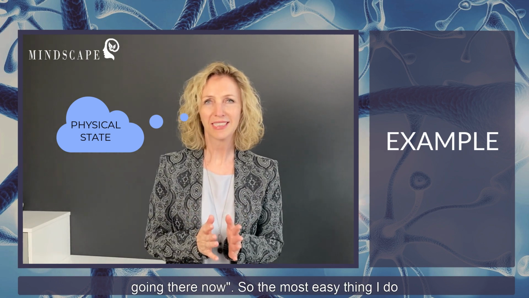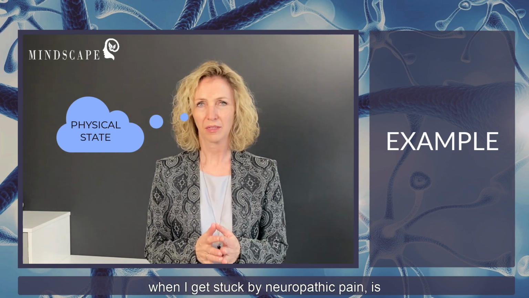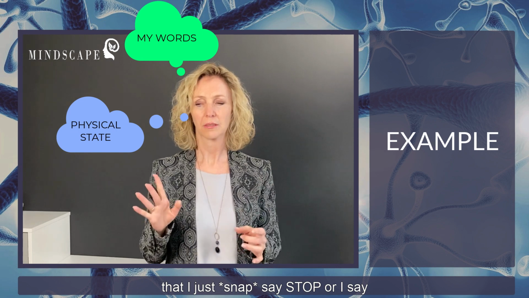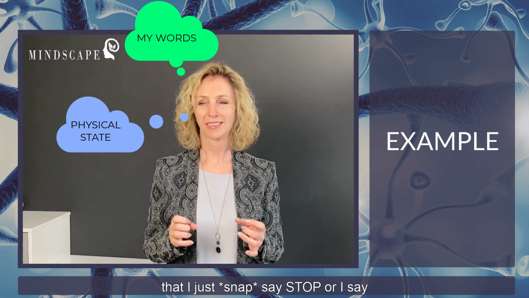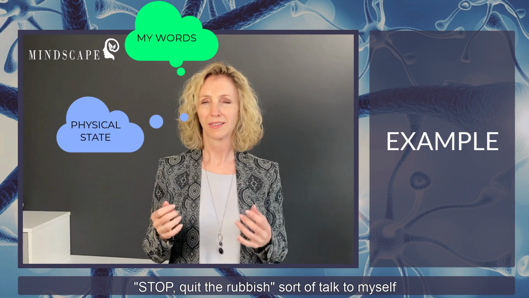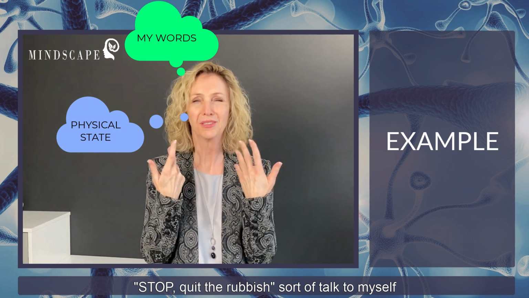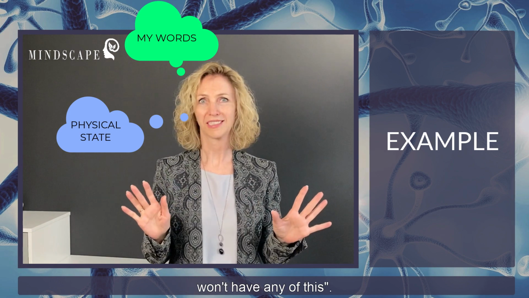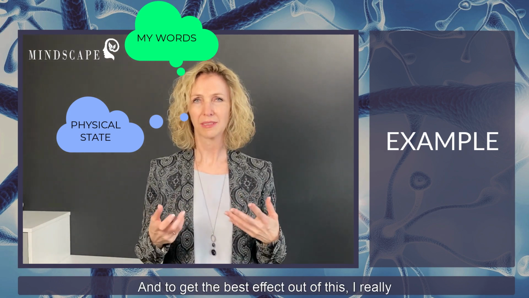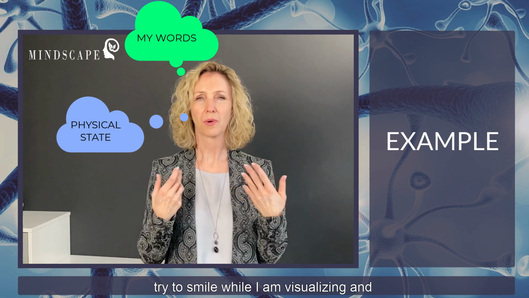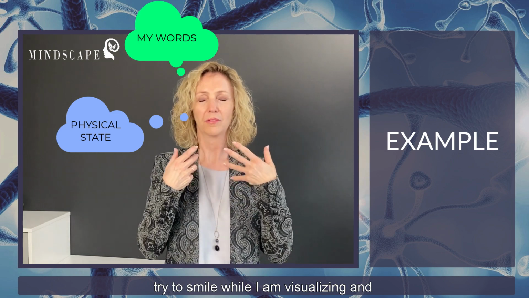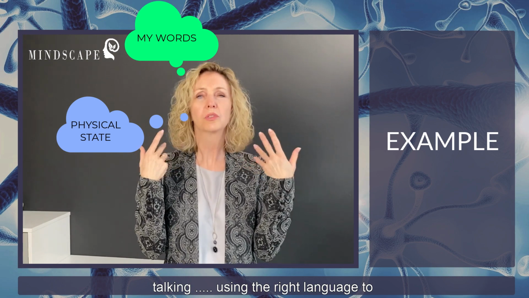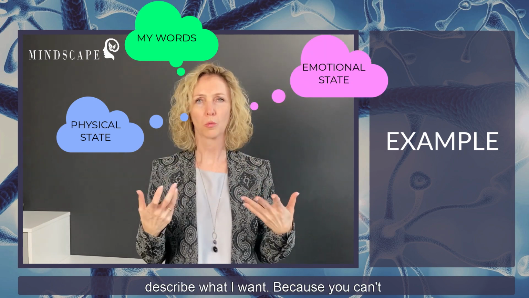So the easiest thing I do when I get struck by neuropathic pain is that I just stop. Or I say, stop, quit the rush. I sort of talk to myself, talk to my subconscious to tell it, oh no, I won't have any of this. And to get the best effect out of it, I really try to smile while I'm visualizing and talking, using the right language to describe what I want.